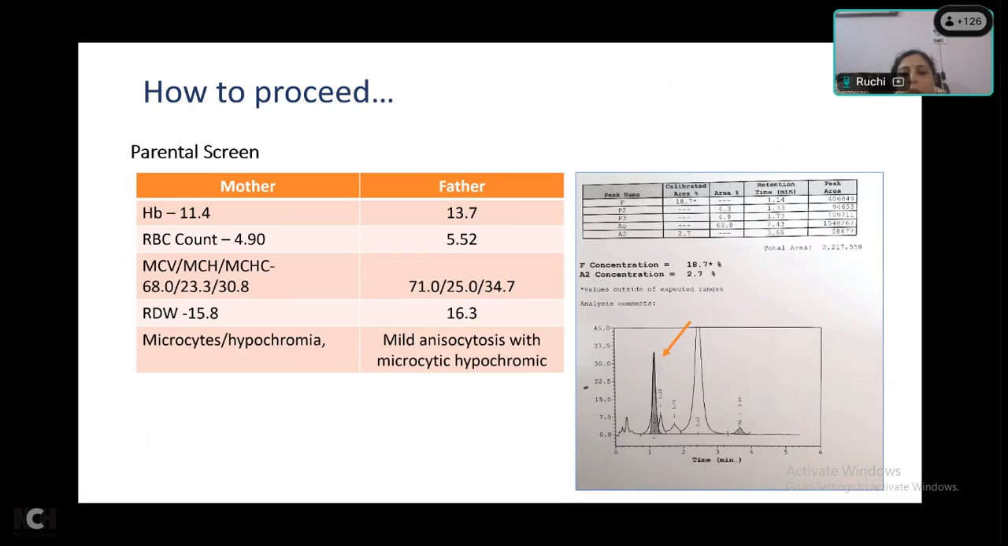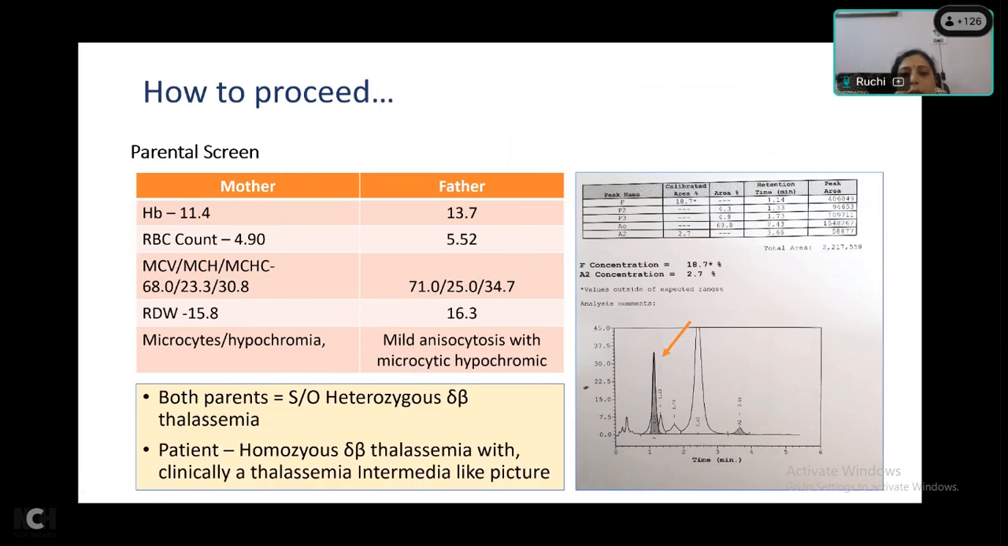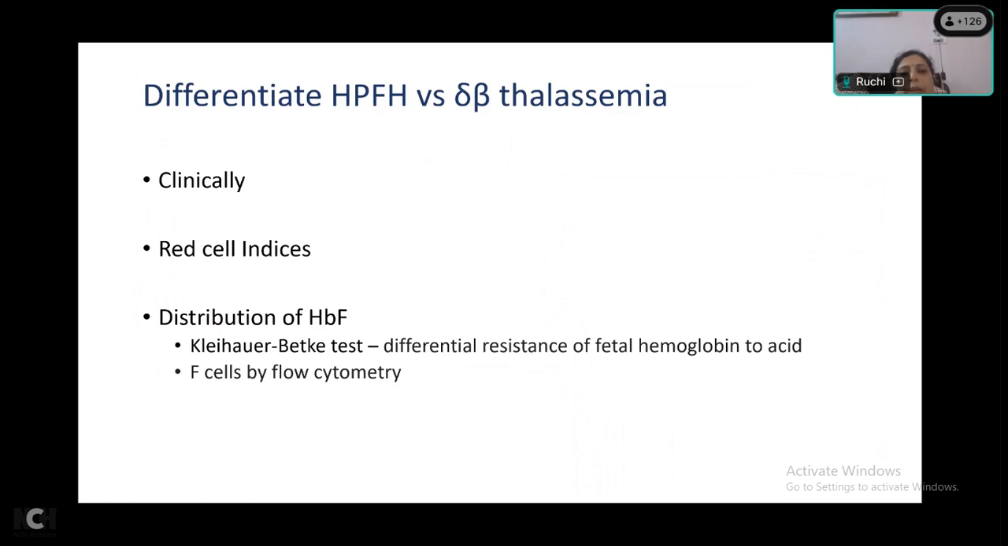But as I just told you, HPFH is usually not symptomatic, so it is quite likely that both the parents are heterozygous delta beta thalassemia and the son is homozygous delta beta thalassemia with a clinical thalassemia intermedia like picture. Based on the clinical findings, the red cell indices and the distribution of HbF, which can be done either by the Kleihauer-Betke test or by F cells on flow cytometry, I would say the last test we usually don't do at our center, but this is how it has traditionally been taught to differentiate between HPFH and delta beta thalassemia.